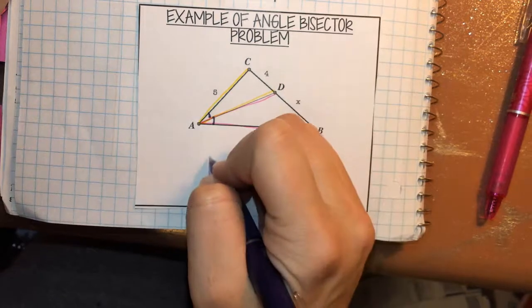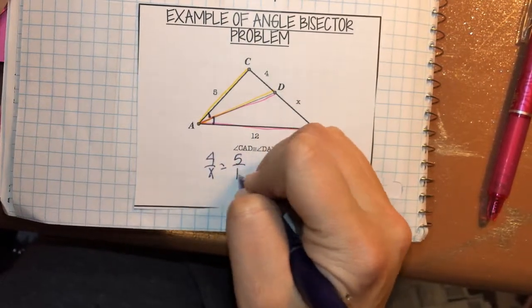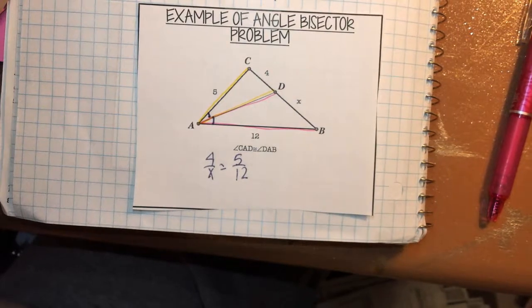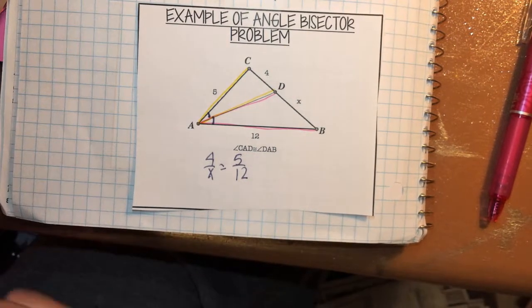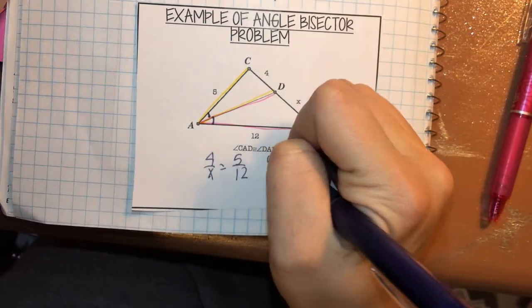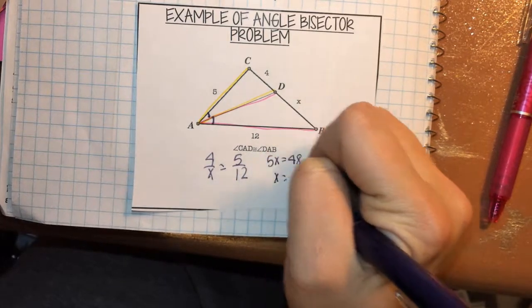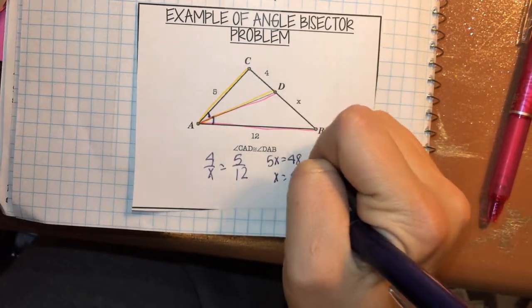So 4 divided by x equals 5 divided by 12. And then you just cross multiply. You would get 5x equals 48. And then you would divide by 5, and we have 48/5.